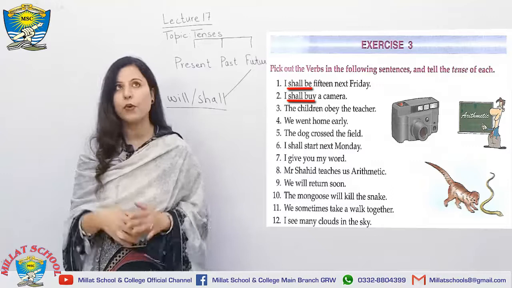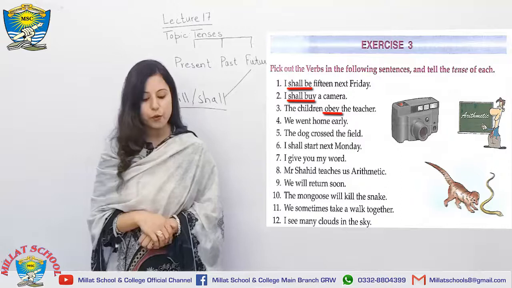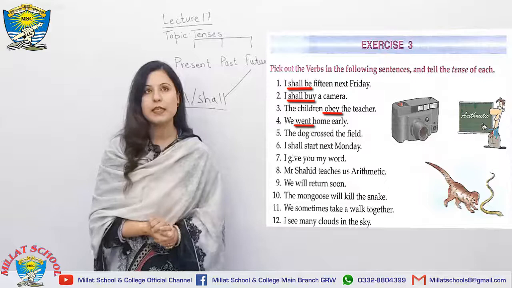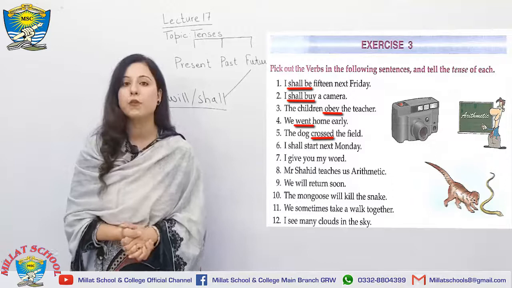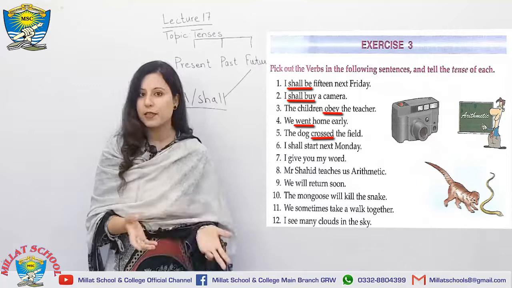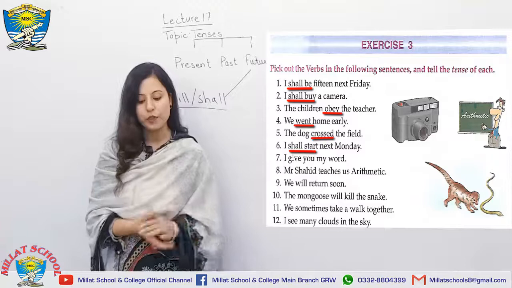Exactly. Number four, we went home early. Went, the second form of the verb. This tells us about which tense? Past, exactly. Number 5, the dog crossed the field. Now again, the second form has been used, which tells us about the past tense. Exactly. Number 6, I shall start next Monday. This again tells us about the future timing that has not come yet. So now the rest of the sentences will be done by you.